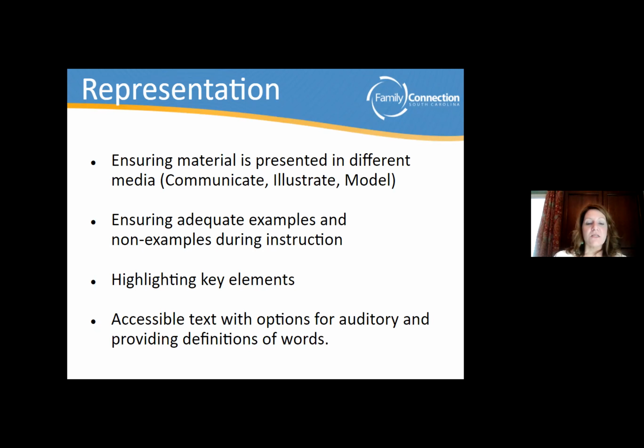And then also highlighting key elements. So using bold or using a highlighter, teaching use of a highlighter, all those things really just make the key elements pop out visually, as well as how we're providing instruction, foreshadowing and then hitting it and then reminding them and then saying it again. Also using accessible text with options for auditory and providing definitions of words. So just being able to use technology to support how we're representing.